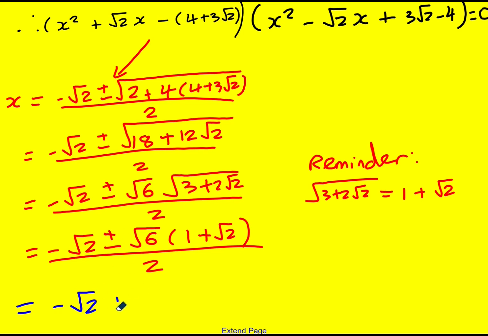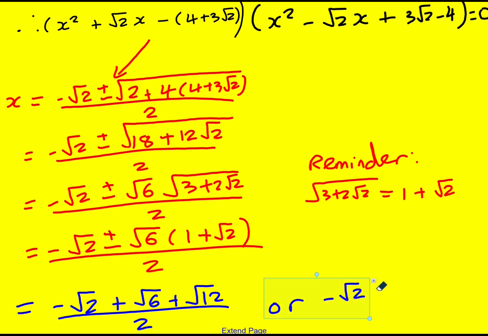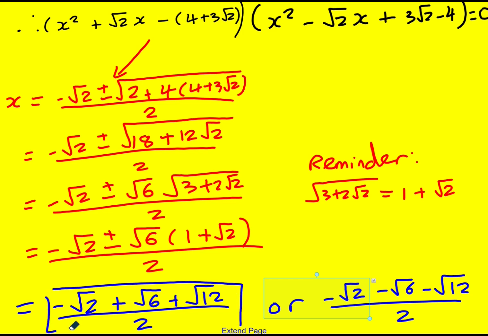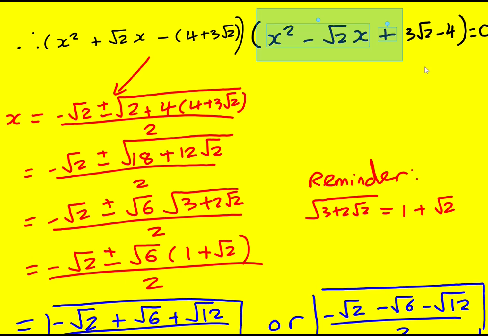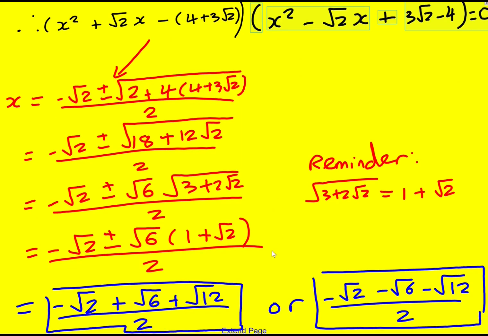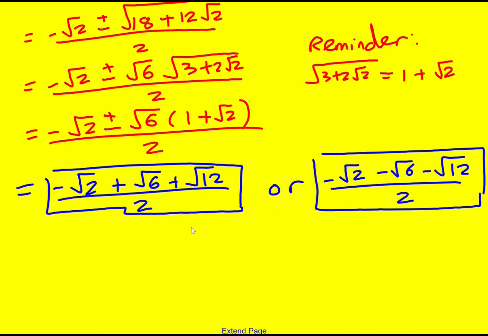Let's deal with the plus first of all. Minus root 2 plus root 6 plus root 12, all over 2, or minus root 2 minus root 6 minus root 12, all over 2. Those are two of our solutions. Nicely done. That just leaves us the other quadratic on the right, and it's going to be the same process.